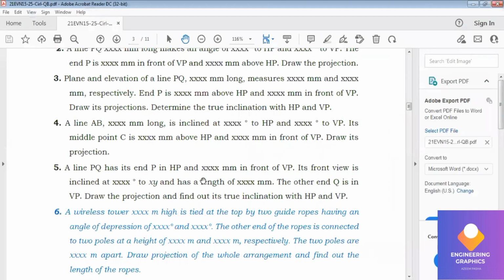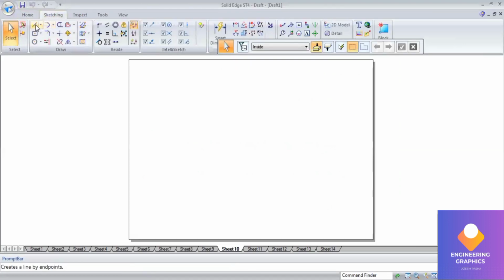Now we move on to the next problem, problem number 5. Line PQ has its end P in HP and some distance in front of VP. Its front view is inclined at x degree to XY and has a length of some value. The other end Q is in VP. So in this problem they have given the upper end length in front view. Using that upper end length and angle, we should proceed here.